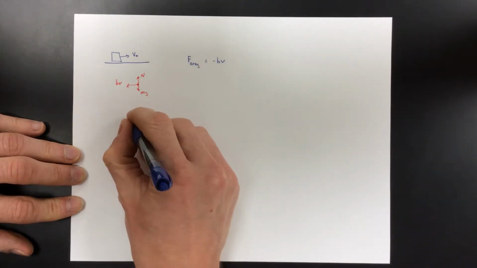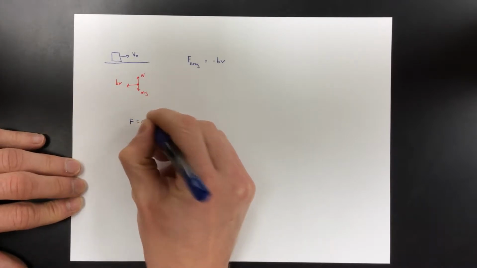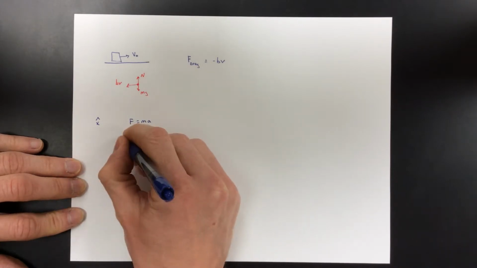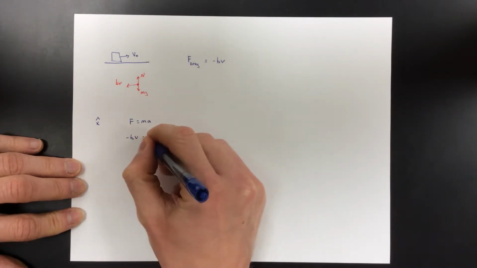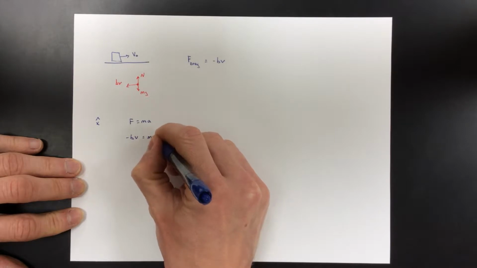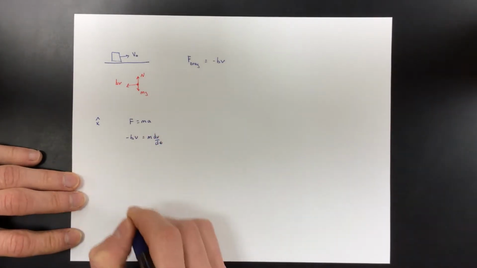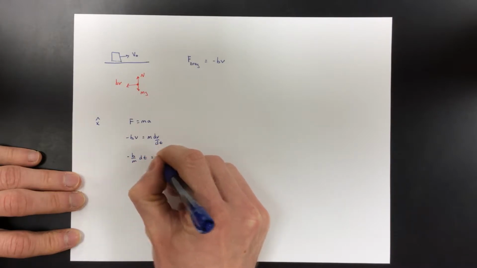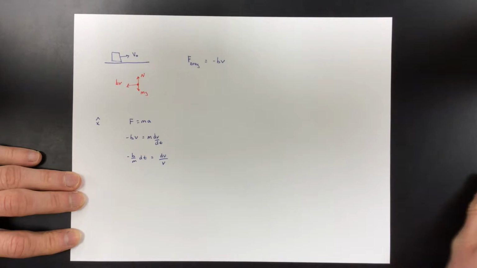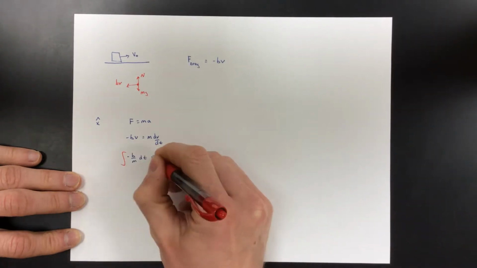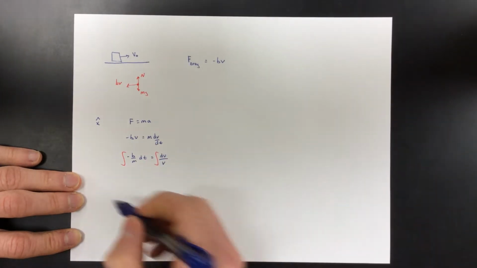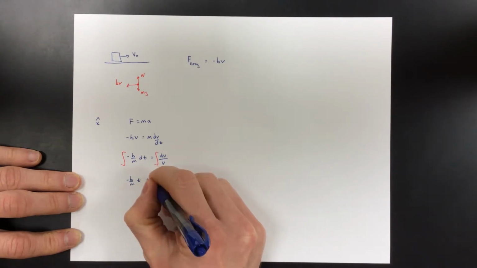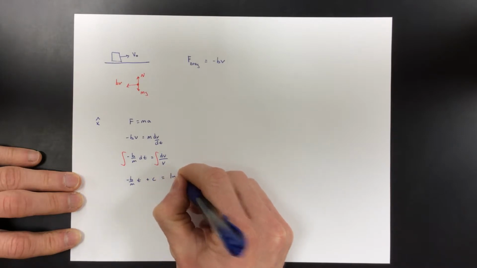So let's start by looking at F equals ma. The only force we need to look at, because we're only going to look in the x direction, since these two forces are balanced, is negative bv equals m, and instead of a, it's going to be dv dt. So I'm going to separate these variables. Negative b over m dt equals dv over v, and then I'm going to integrate, and the integral of negative b over m is just negative b over m t plus some c equals the natural log of v.